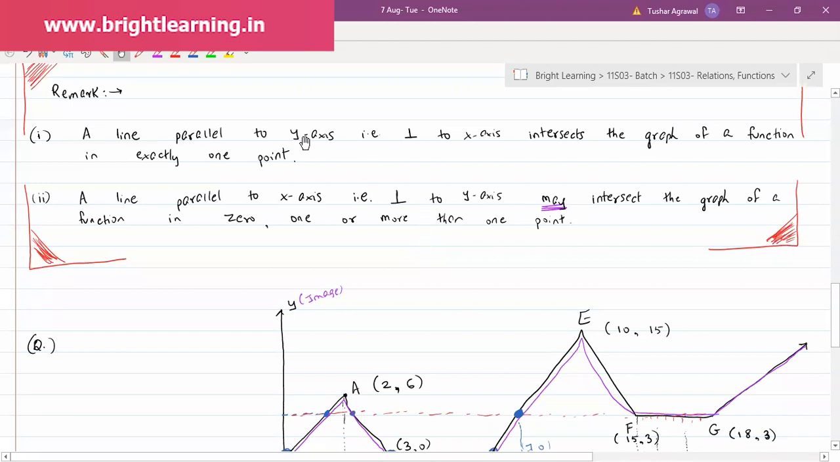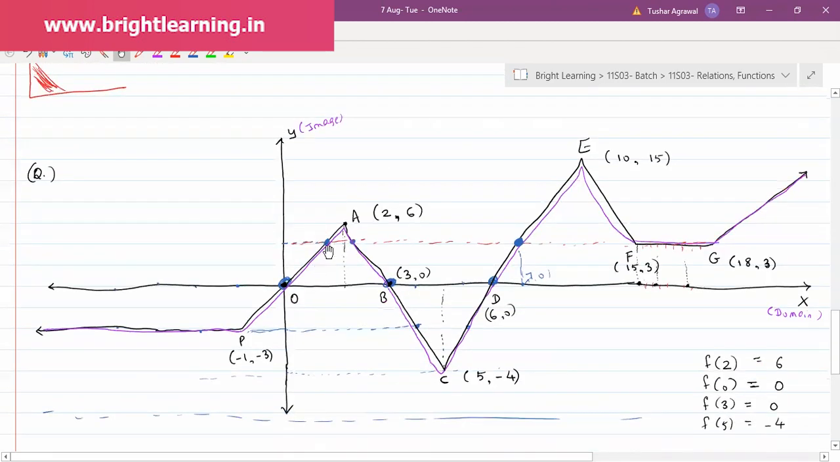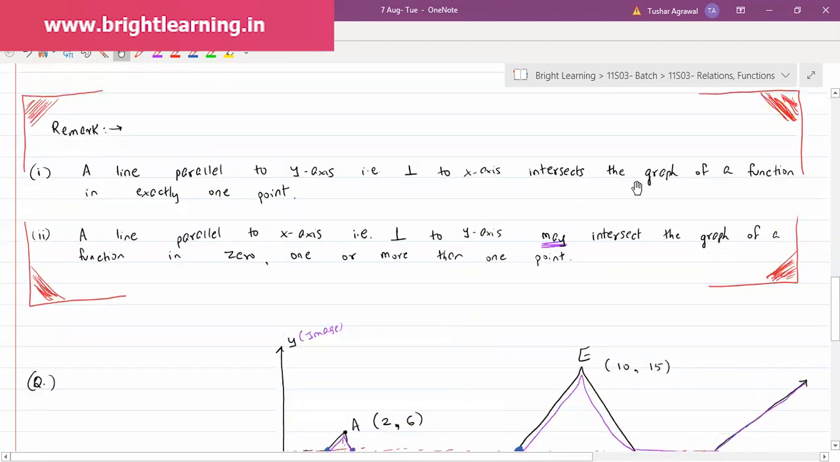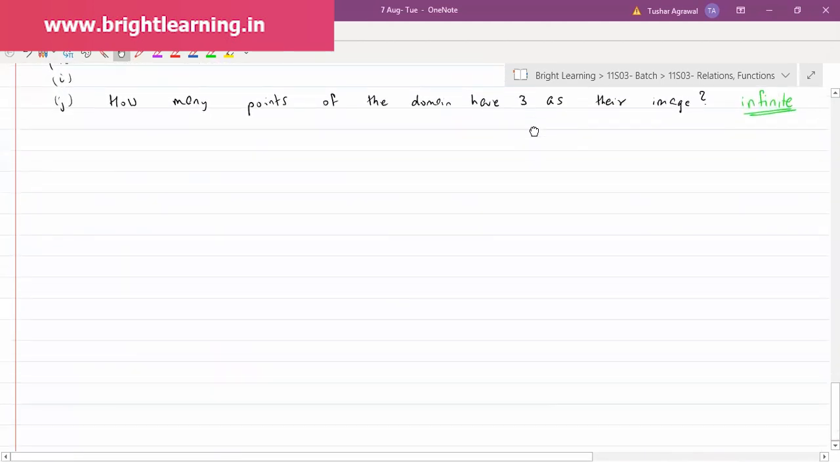But a line parallel to the y-axis, that is a vertical line, perpendicular to the x-axis, intersects the graph of a function in exactly 1 point. If it is a function, then it should intersect in 1 point only. If it is not a function, then God only knows. Okay, for a function, it should intersect in exactly 1 point. Is this remark clear? Yes, sir. Okay. Now moving ahead.